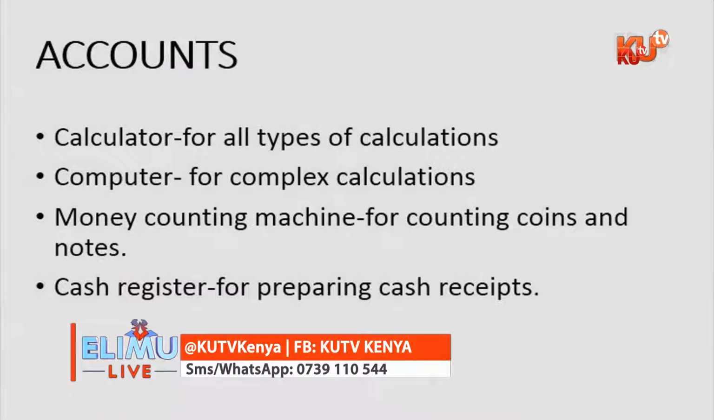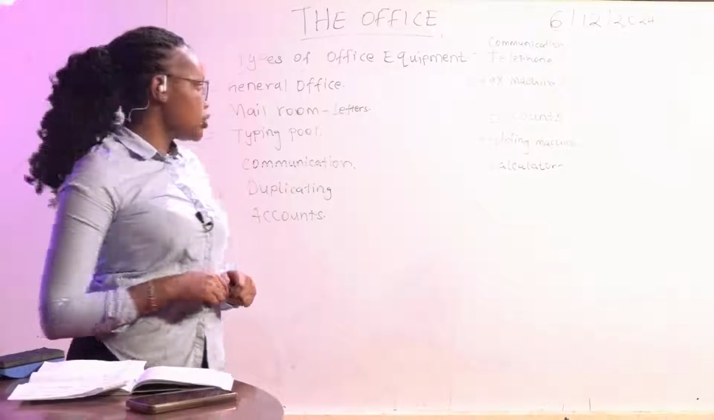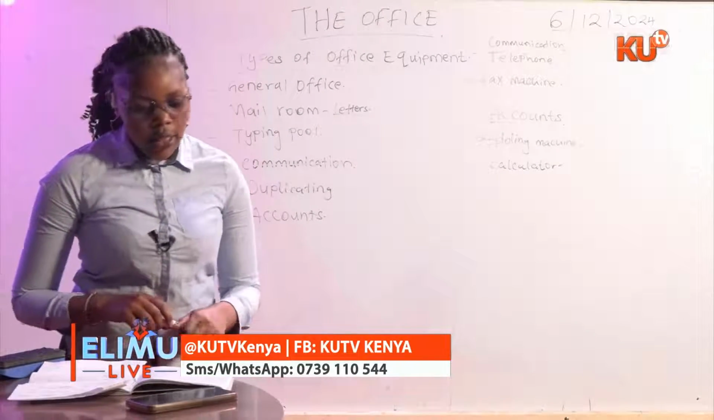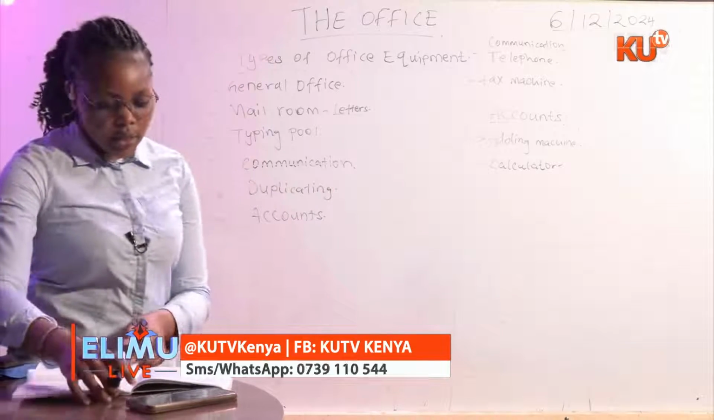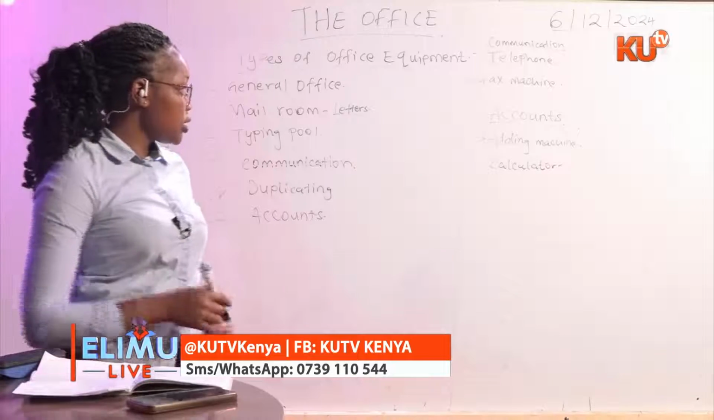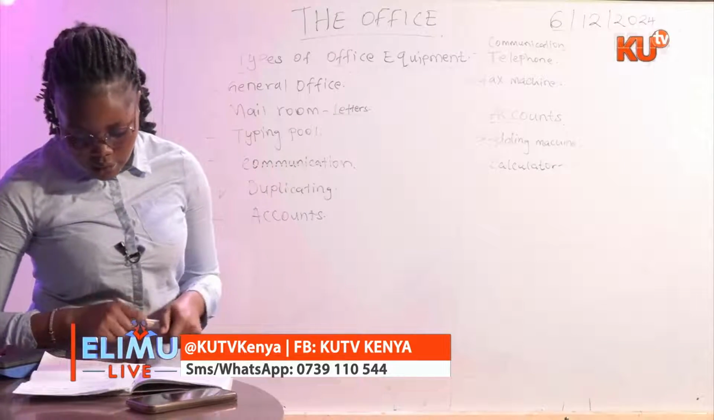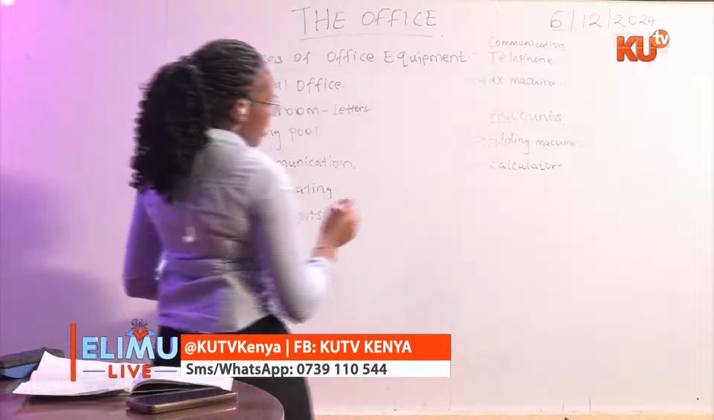Most of us have come across a calculator. We use them in our schools, at home, in the shops. So a calculator is just used for making all types of calculation, division, multiplication, addition, and all that. So that is the work of a calculator, and just as the name accounting suggests, it is all about arithmetic calculations. Then the next one we have is a computer.